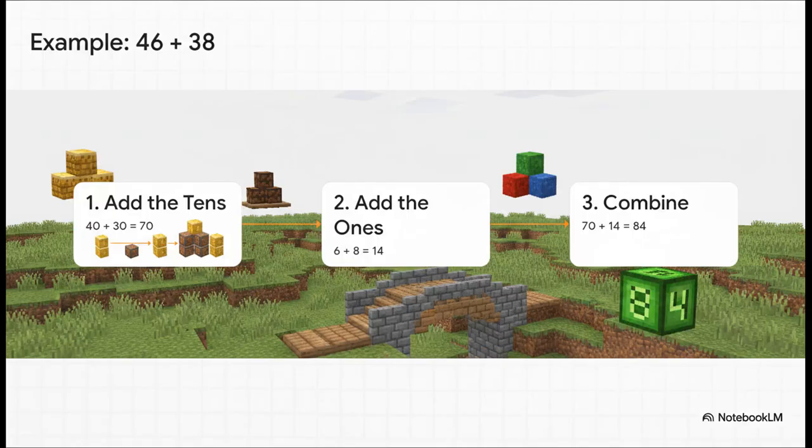Check this out. Let's do 46 plus 38. First, just add the tens. 40 plus 30 is 70. Got it? Now add the ones. 6 plus 8 is 14. And finally, just combine those two results. 70 plus 14 is 84. For so many people, this is way more intuitive than that old school method.